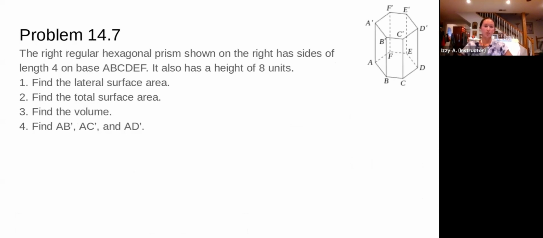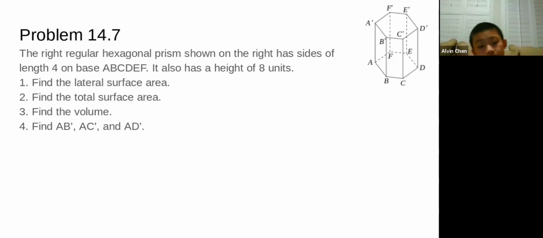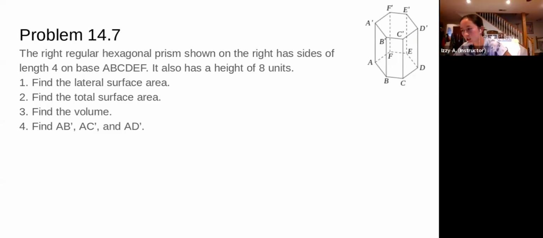Okay, so for the next problem, the right regular hexagonal prism shown on the right has sides of length 4 on base A, B, C, D, E, F, and it also has a height of 8 units. So first we want to find the lateral surface area, and then we can work on each problem one at a time. But I think I formatted it so that 2 of the answers will pop up each in pairs. So maybe we can work on the problems in pairs.